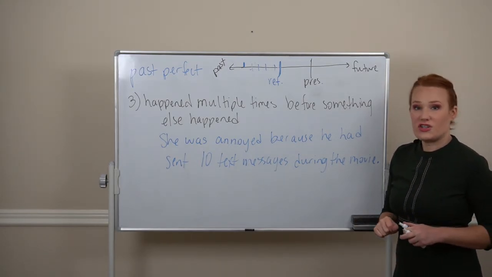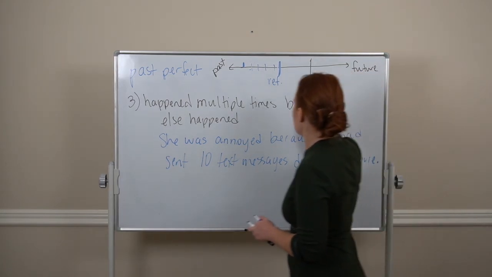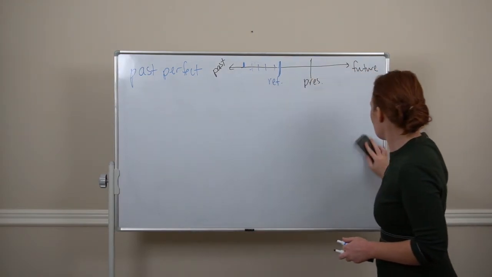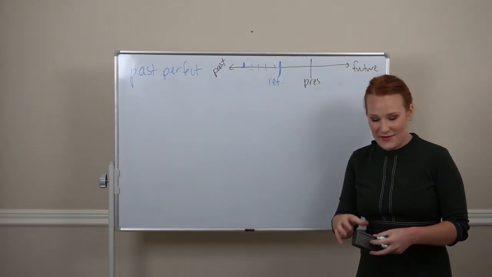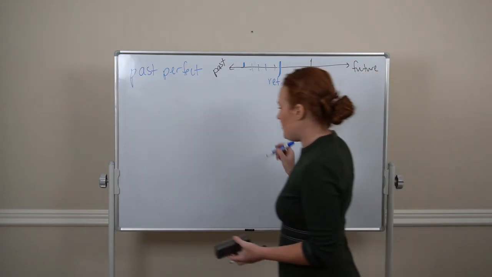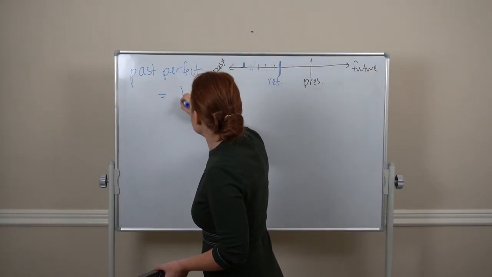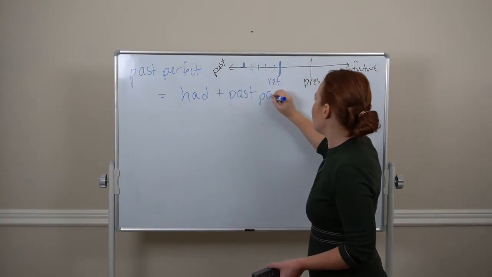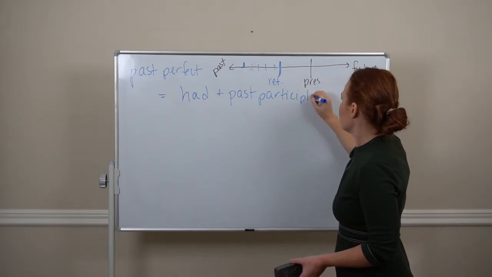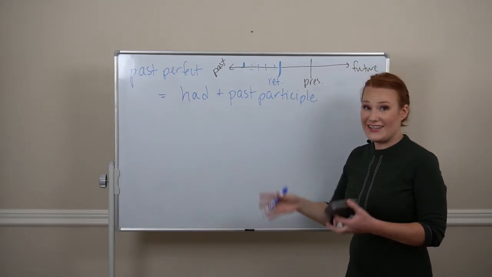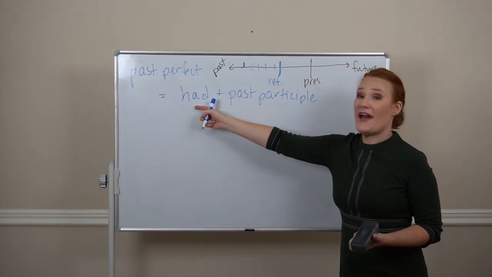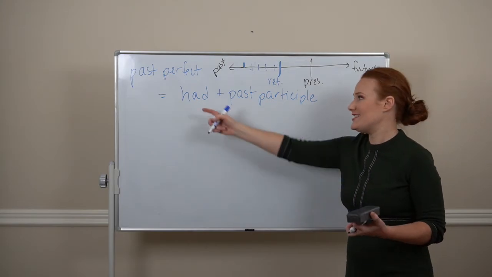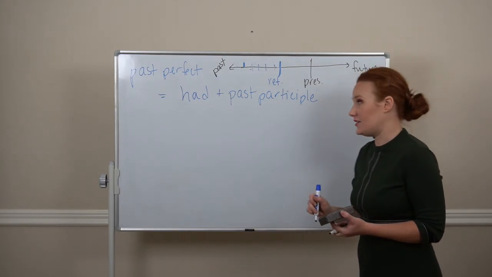All right, let's talk structure. You may have already picked up on the pattern by now, but past perfect will use had plus the past participle. So really easy to remember. It's just like present perfect, but we have the past tense form of have. Present perfect is have or has. Past perfect, had. Had plus the past participle.